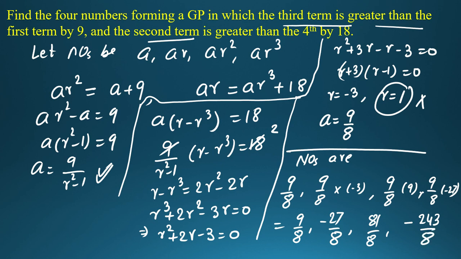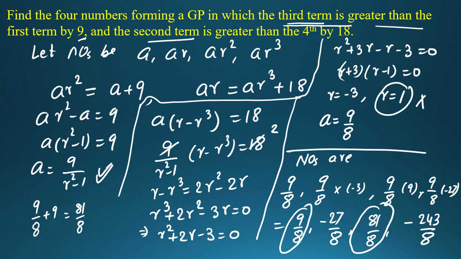Okay, now let's check with this condition whether this answer is correct or not. Like this you can check in the exam also. See, they say third number is greater than first number by 9. So what is third number here? 81 upon 8, and here it is 9 upon 8. So in first term, if you add 9, so 9 upon 8 plus 9 means 8 nines are 72, 72 plus 9, 81 upon 8. It is coming to be the third number. So this condition is satisfied. Okay, so it seems that this answer is correct.